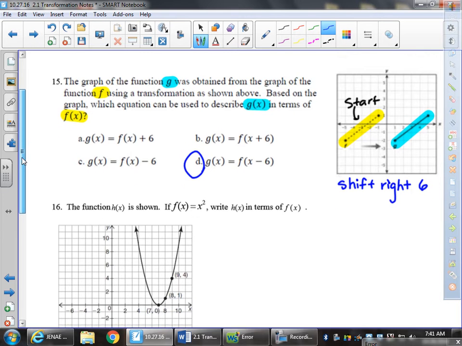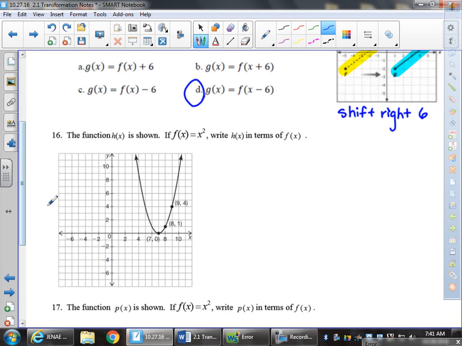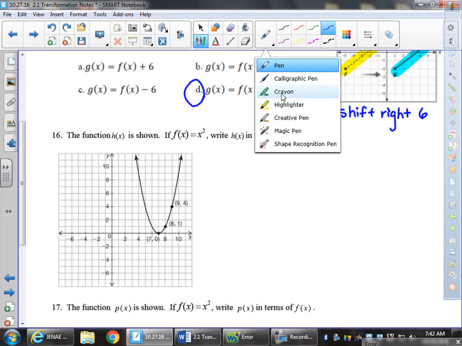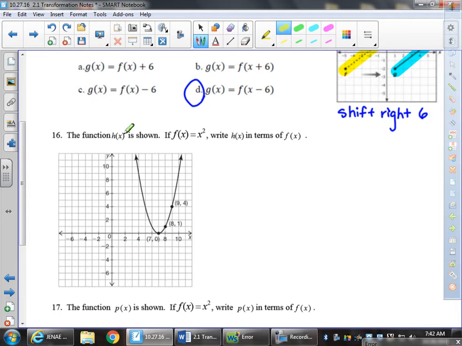So let's practice that with 16. The function h of x is shown. If f of x equals x squared, write h of x in terms of f of x. Okay, so let's break this down. What graph is shown right now? H. Yeah, h of x. Yes.